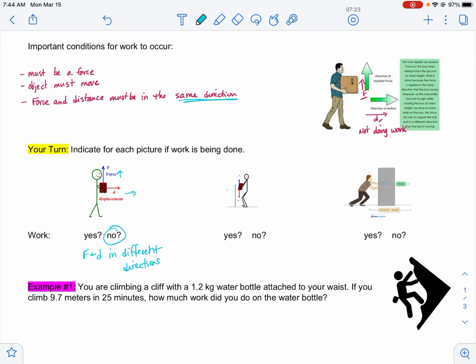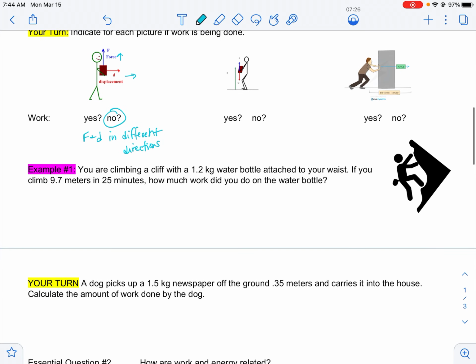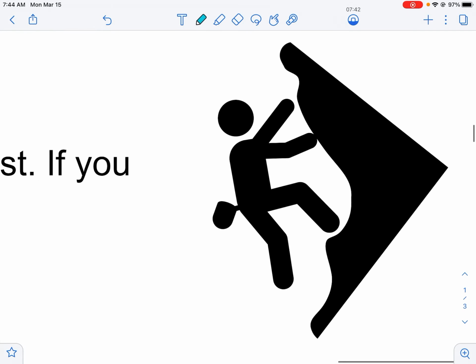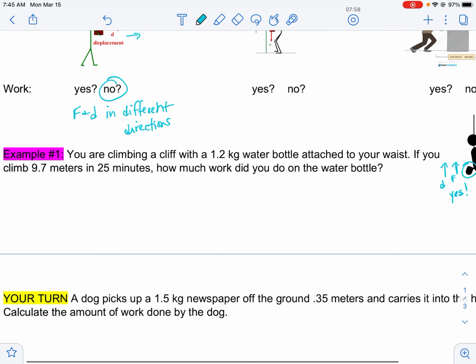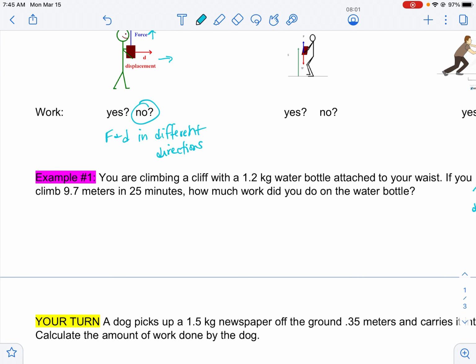All right, so let's go ahead and take a look at an example problem here, and we'll see how we use this formula. It says you are climbing a cliff with a 1.2 kilogram water bottle attached to your waist. If you climb 9.7 meters in 25 minutes, how much work did you do on the water bottle? Let's take a look at our picture first. Here's the water bottle. I am exerting a force up because I'm climbing. I'm carrying the water bottle, so the water bottle is moving through a distance going up. So is there work? Yes, there's work being done here.